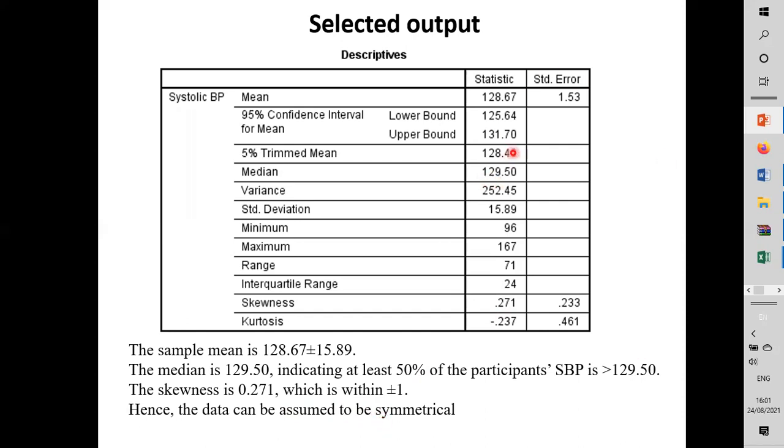So this information, mean plus or minus standard deviation, median 129. What does it mean? At least 50% of the participants' BP is more than 129. That means arrange all the respondents, take the center. The center point is 129.50. So to the right, 50%. To the left, 50%. And then look at the skewness and interpret.